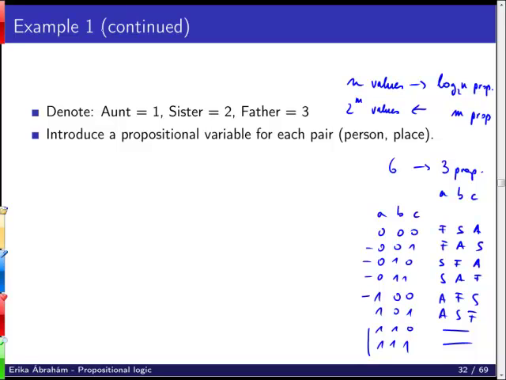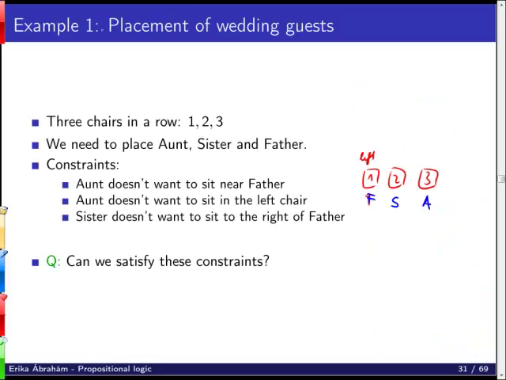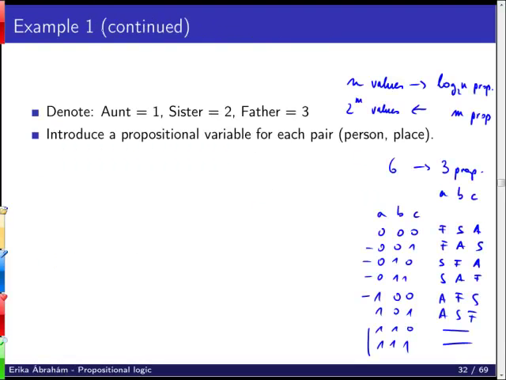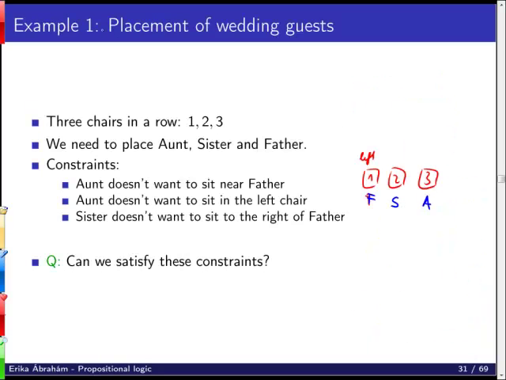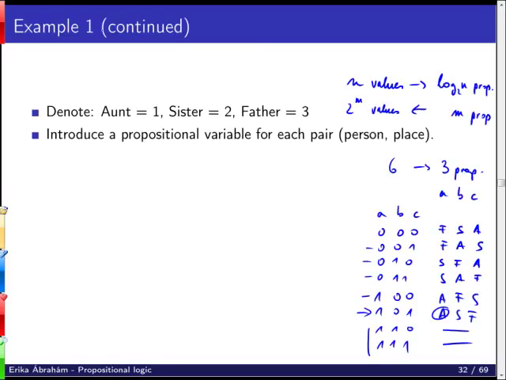Due to the second constraint, I would add it. And then the aunt doesn't want to sit in the left chair, which means this one also not, because the aunt is in the left chair. And the last one is the sister doesn't want to sit to the right of father, but here the sister sits to the right of father, so also this is excluded. So basically by building the propositional logic formula, we already solved the problem.